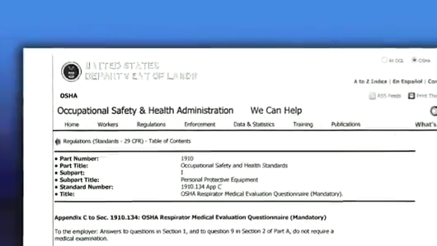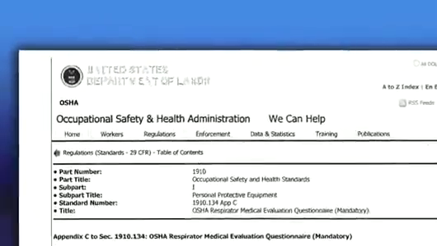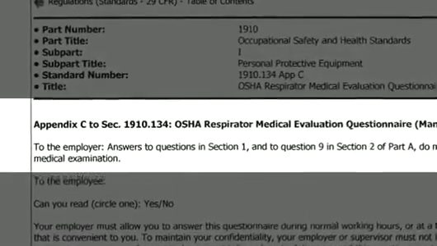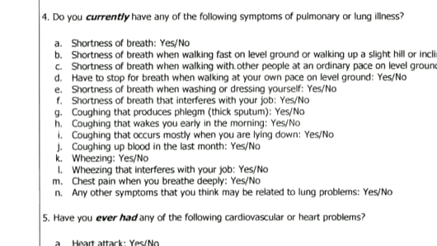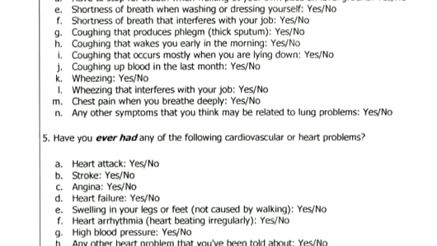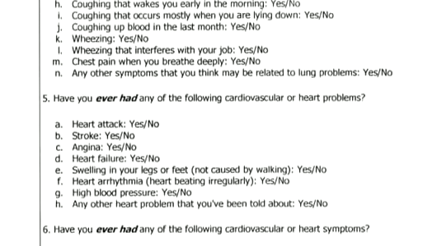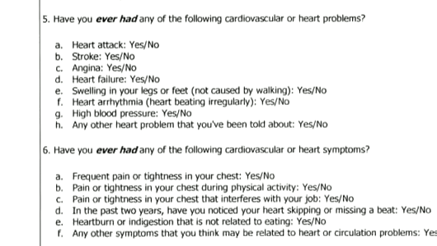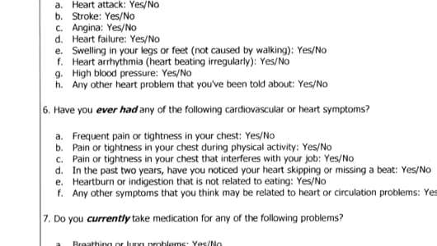The evaluation can be as simple as using the medical questionnaire contained in Appendix C of OSHA's Respiratory Protection Standard. This questionnaire is designed to identify general medical conditions that could place a worker at risk of serious medical consequences if a respirator is used. It's important to answer the questions truthfully.